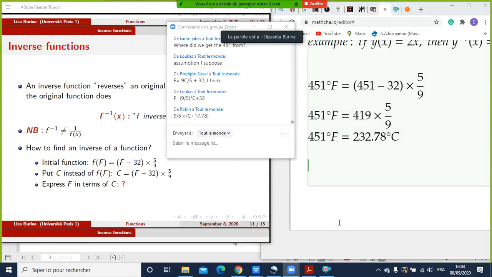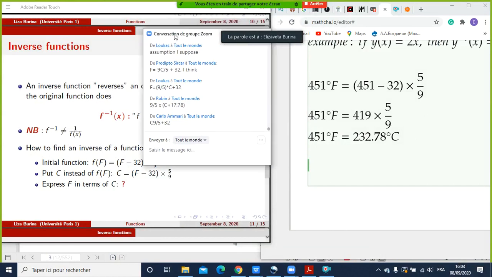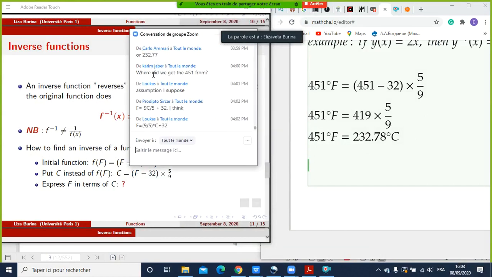So, okay. Wait, I had a question. Where did we get the 451 from? Yeah, it is just an example that I came up with. Let's use this Fahrenheit measure and figure out how much it will be in Celsius. It's not an assumption. It's just an example of one value that F can take.